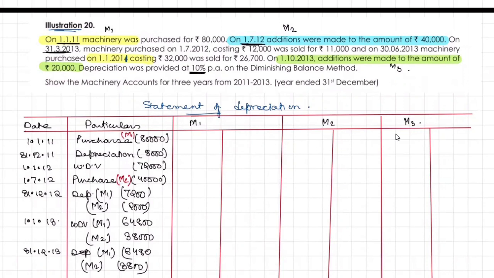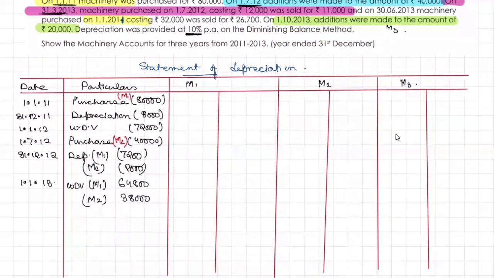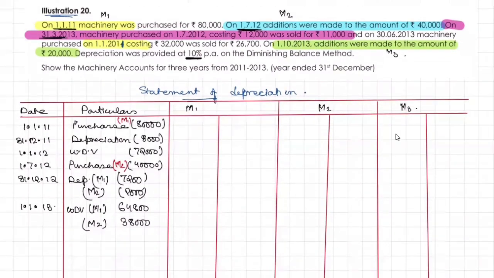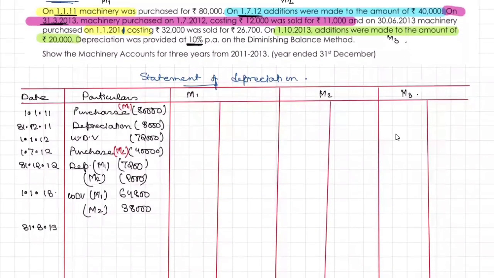See, on 31st March 2013, machinery purchased on 1st of July 2012 costing 12,000 was sold for 11,000. Okay, sorry, it is 31st March. So right now, no depreciation will be there for M1. Okay. See what they are saying, on 31st March 2013, machinery purchased on 1st July 2012.